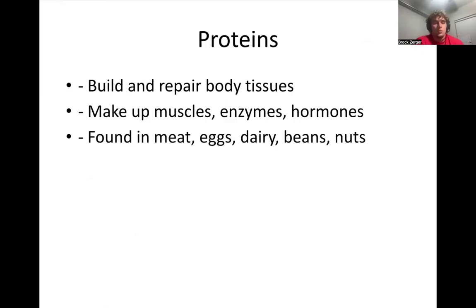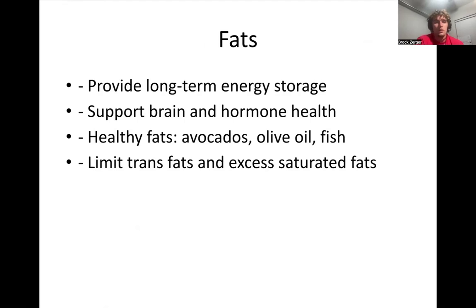Proteins. So protein is what helps build and repair your body tissues. It makes up your muscles, your enzymes, your hormones. This is found in meat, eggs, dairy, beans, and nuts, and things like milk and yogurt. I guess that goes along with the dairy as well, but yeah.